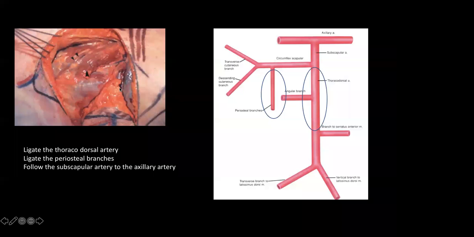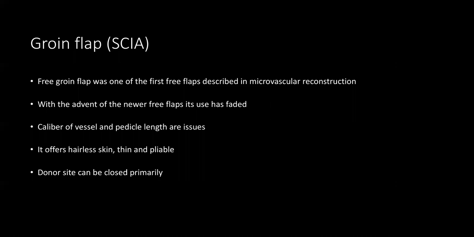So this flap is really simple to raise. It is very quick. The only problem is that you have to reposition the patient. With its periosteal branches and the thoracodorsal continuation, there are several other flaps that you can harvest along with the parascapular skin flap.